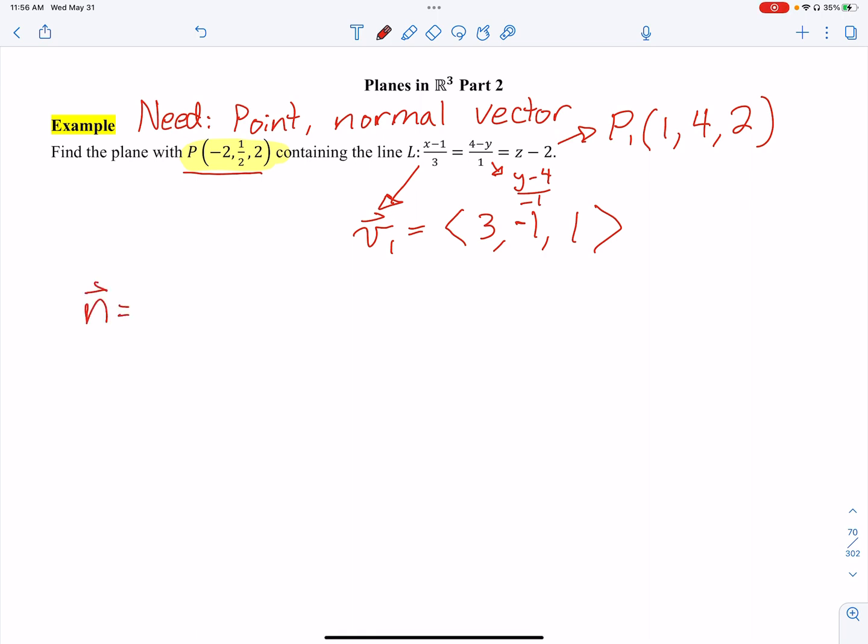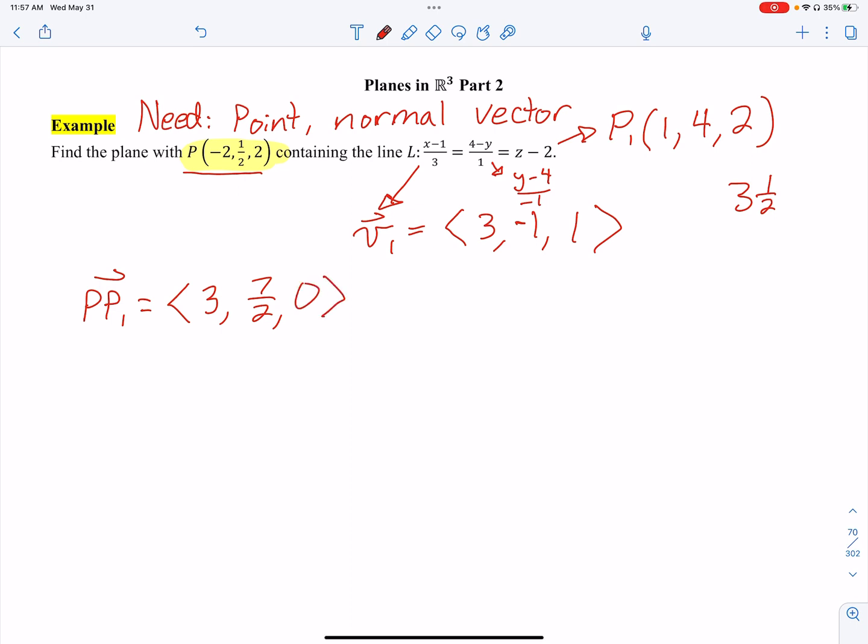by taking, first let's create a vector from the points I have. So P to P1 vector. The reason I'm doing this is it's going to give me another vector that's in the plane, and then I can cross my 2 vectors that are in the plane to give me an orthogonal vector. So P1 minus P, so I got 1 minus negative 2 is 3. I got 4 minus 1/2 is going to be 3 and 1/2, which is 7 over 2. And then the last one is going to be 2 minus 2, which is a nice pretty 0.